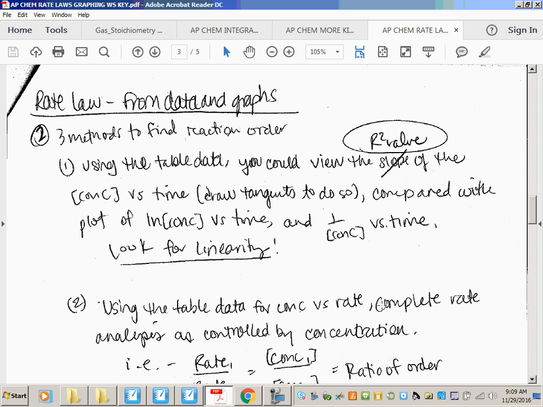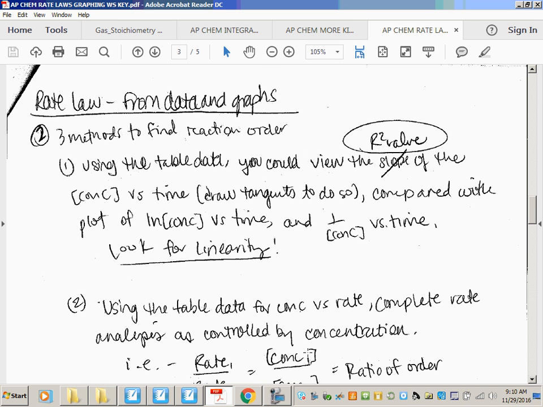This is on page 9. So what are the 3 different methods? First off, to find the order, use the data table doing table logic. Look at the R-squared value if you go through integrations. I think that's it. It says 3 methods.